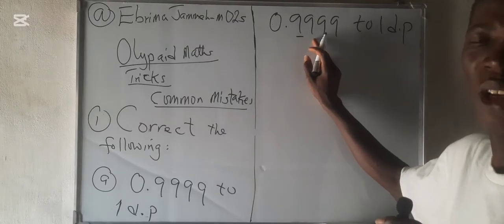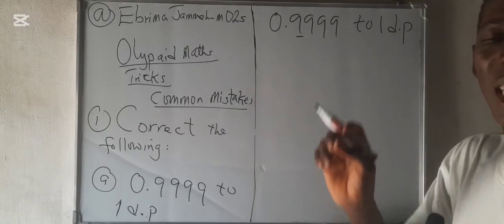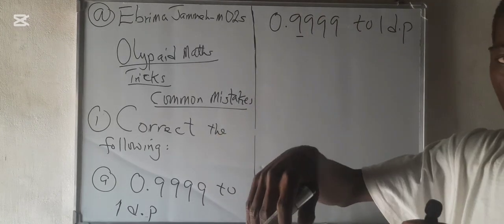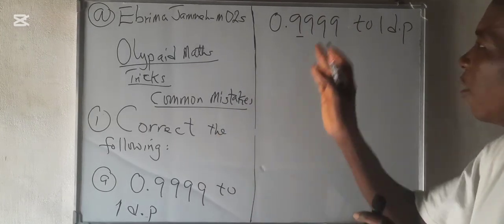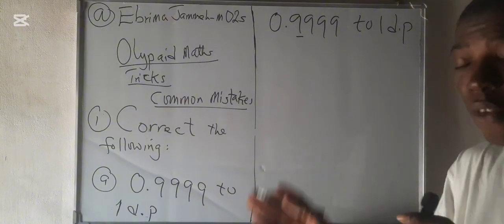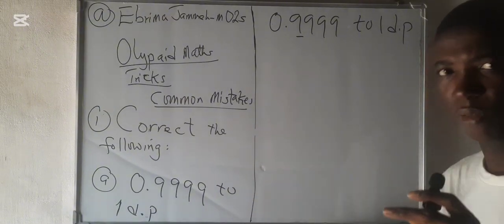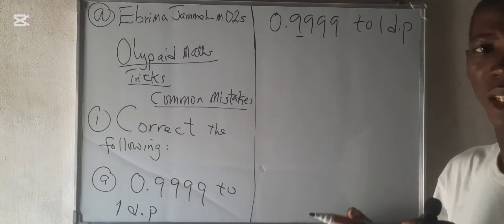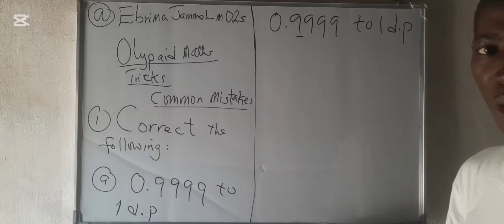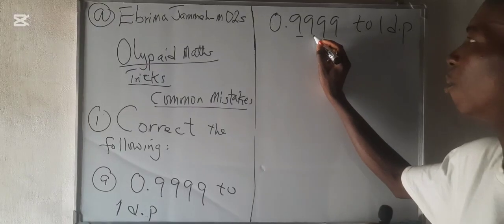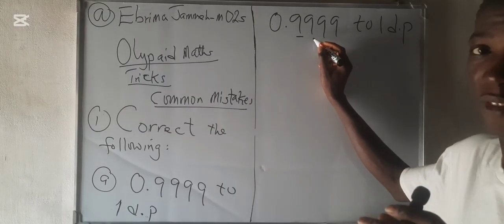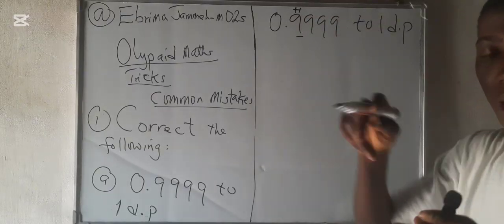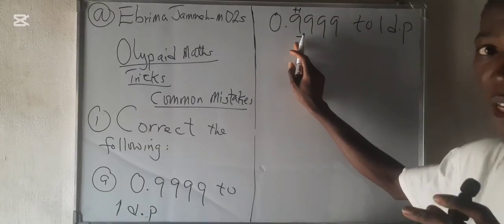It's 9. If the number next to it is 5 or more than 5, we round up. But if the number is less than 5, let's say 4, 3, 2, 1, we round down. These are the principles or procedures that we are going to use. Now the number next to it is 9, so it's more than 5. We are going to round up. That is, we add 1 to this 9, the number that you underlined.